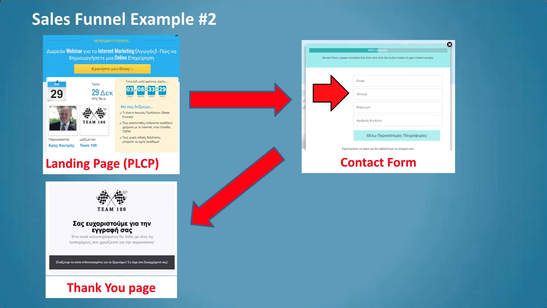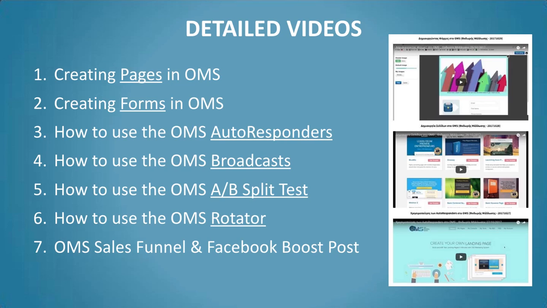Another sales funnel example that has to do with a webinar works pretty much in the same way. We have our landing page, which provides information on the webinar, and if they're interested, they can click on the yellow button, submit their information, and now they're redirected to a thank you page, since the sales page is actually the webinar itself. And of course, they're going to start receiving autoresponder emails.